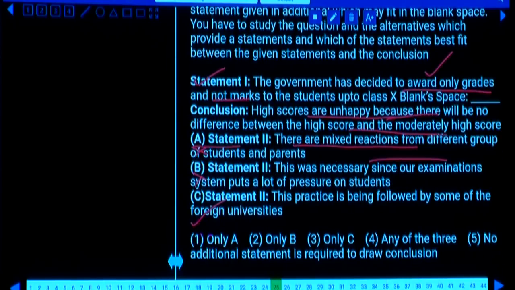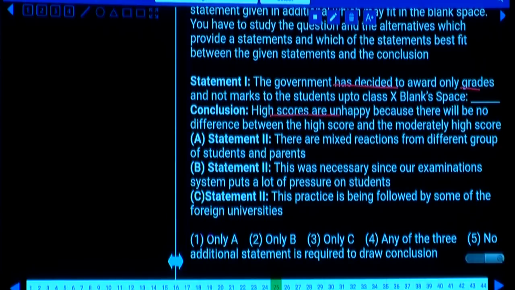24. Then question number 25. Now in this 25, the government has decided to award only grades and not marks to the students up to class 10. Up to class 10, the government has already decided that only grades will be given, but not the marks. Then, what is the conclusion?